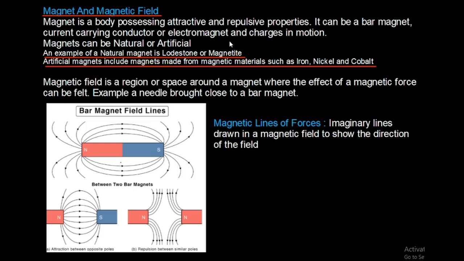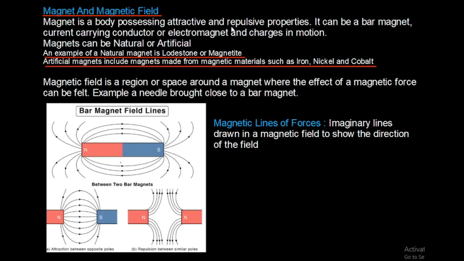Alright, in this video we're going to be looking at the introduction to magnetism. First, we're going to be talking about what a magnet is and what magnetic field is all about. Now, a magnet is a body possessing attractive and repulsive properties. Basically, when we talk about magnets, we're simply talking about bodies that possess attractive and repulsive properties. That's what a magnet is.